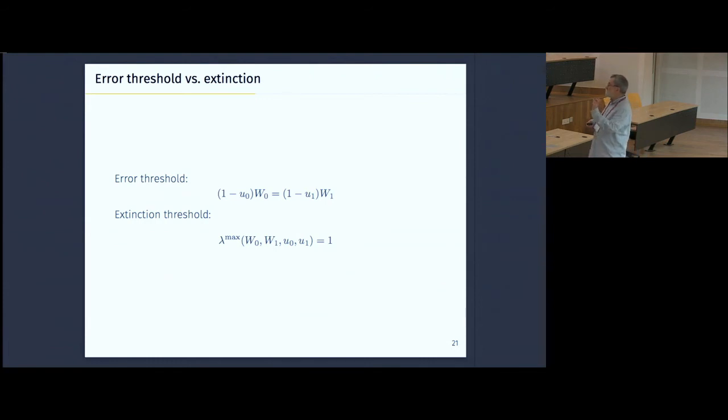So if the first class reproduces faster than the wild type, then it will dominate. If it reproduces slower than the wild type, then the wild type will dominate. So the error threshold is when this factor is equal to this one. If this one is larger than this one, then the wild type will go to 0. If this factor is larger, then the wild type will dominate. And the extinction threshold is given by this other equation.